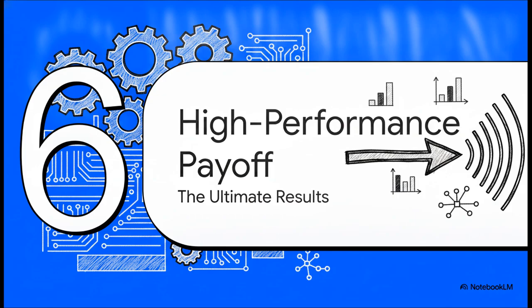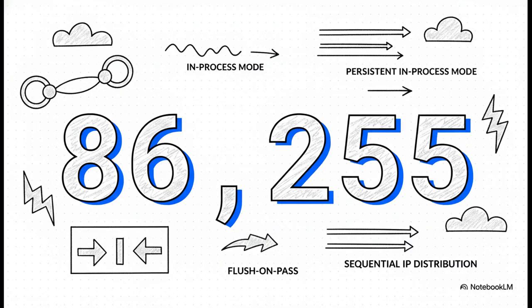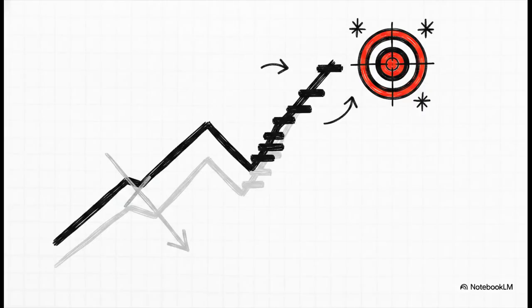Finally, we made it to Section 6, the high-performance payoff. 86,255. Take a second to appreciate that. That is the number of validated, perfectly stable, non-drop rate connections per second achieved for TCP traffic on an OVS DPDK setup. It is a phenomenal result, and the only way you hit numbers like this is by combining that persistent in-process mode, utilizing flush on pass for guaranteed clean states, and employing sequential IP distribution to completely sidestep core collisions. And the best part?